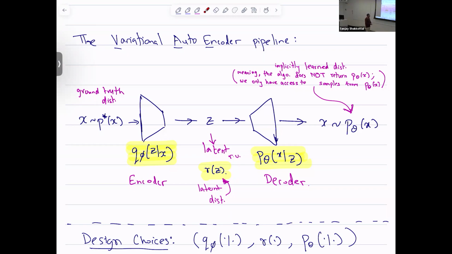And if you do that, then if your latent distribution R of Z is an easy distribution to sample independently of this pipeline, during operation, you would just throw away the encoder. You would just sample from R of Z using some other external method, and then feed that sample into that conditional P theta, which will give you a sample X. So that is one pipeline. Yeah, there are other uses of this as well.